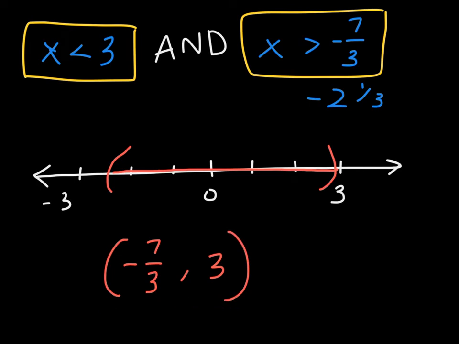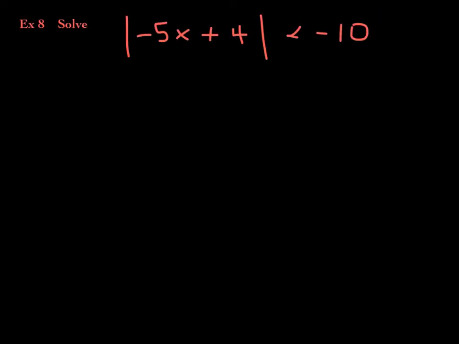Let's do another one. I like this example, number 8. It says the absolute value of negative 5x plus 4 is less than negative 10. Let's think about this really quickly, folks. Isn't the left-hand side an absolute value expression? Yes, it is. So isn't the left-hand side something positive, because the absolute value of any expression is positive? Yes. So the left-hand side is positive. What about the right-hand side? Well, that's a negative 10, so it's negative.